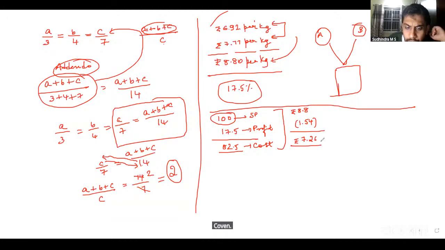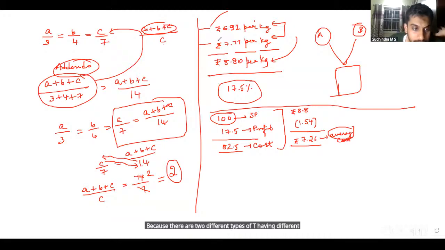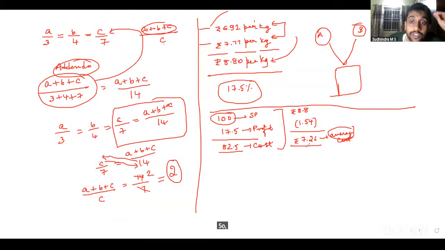7.26 per kg. Correct? 7.26 per kg is the cost. Here, when I say the cost, this is the average cost of the tea. Why do I say average cost? Because there are two different types of tea having different costs. So, if this is the average cost and this is the individual cost, can I find out the ratio?